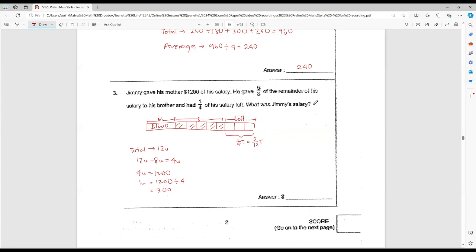What's the question? The question is asking for his salary. His salary means the total. Total is 12 units. So we can just multiply by 12. 12 times 300 is $3,600.